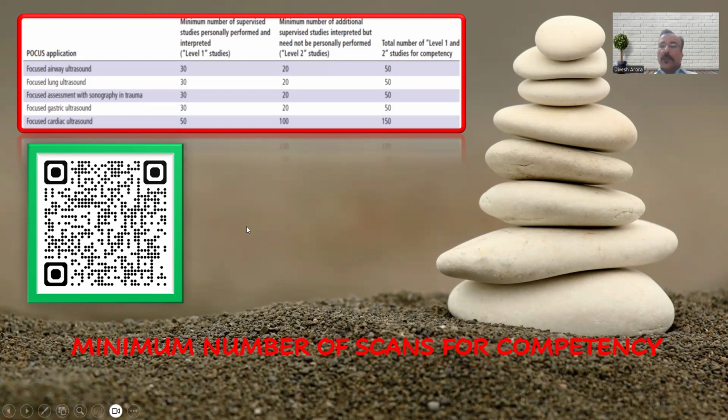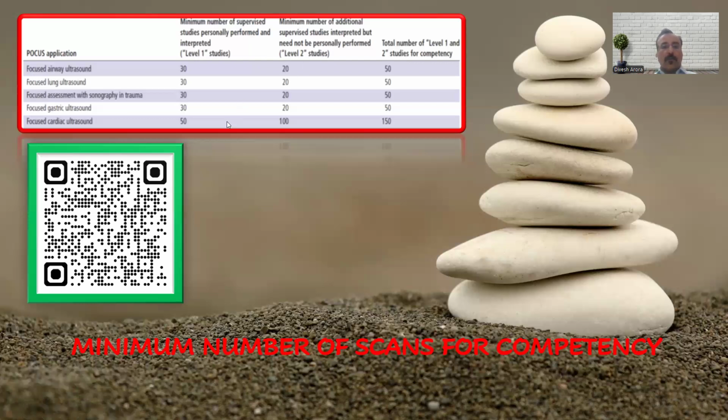This is from the Regional Anesthesia and Pain Medicine article. If you scan this QR code, and I would request certainly to scan it and go through this article, they have divided the studies into two sets for all focus modalities. One is the level 1 study, another is the level 2 study. The question comes, what is the level 1 study? Level 1 study is the supervised study which is personally performed and interpreted under the supervision of an expert. In level 2 study, you are not performing the test yourself, but you are being supervised.